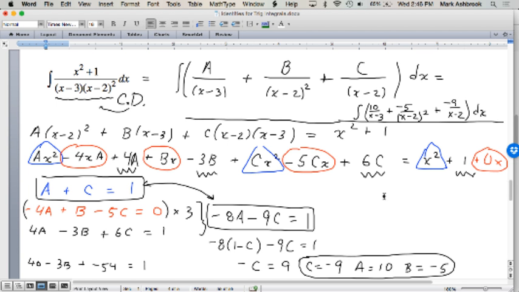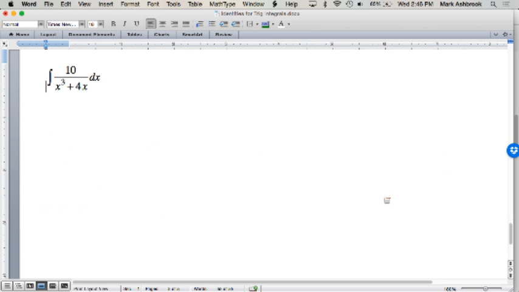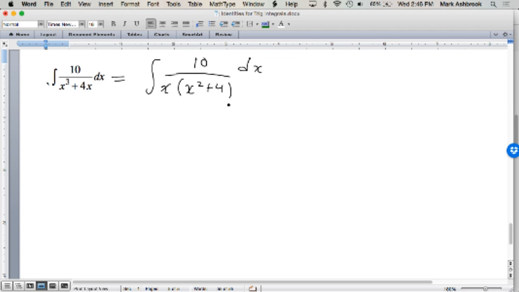Okay, so one more example. It's a shorter example, but it brings in this thing with the square. So this one, degree of the numerator less than the denominator, and we can factor the denominator. How's this factor? X cubed plus 4x factors as x and x squared plus 4. So we're good for partial fractions. It meets both requirements. The degree of the numerator is less.